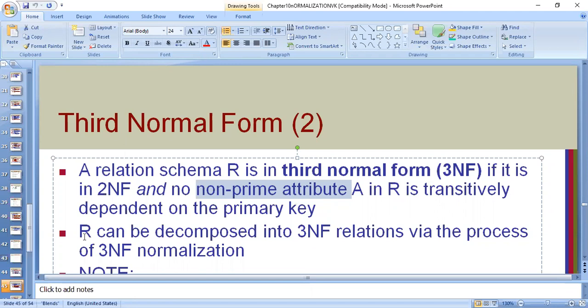So we have to identify if there is any attribute which does not directly depend on the primary key. If it is dependent on an intermediate key, we have to separate it along with that intermediate key. Clear with that? Let us see the example.